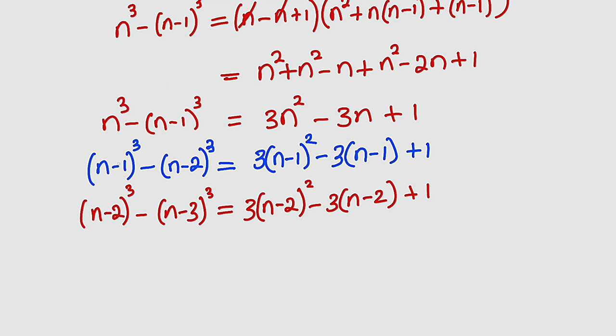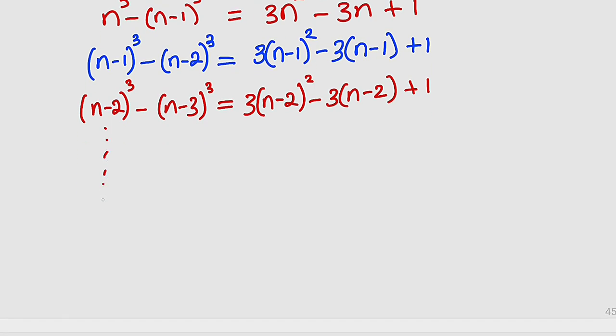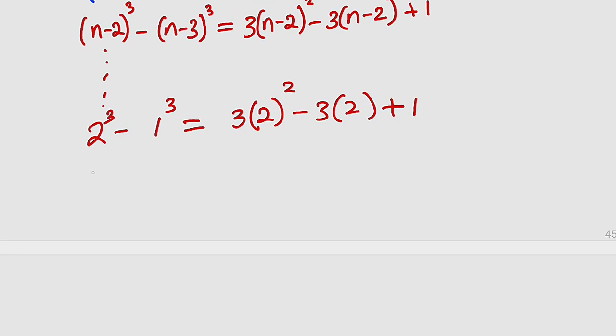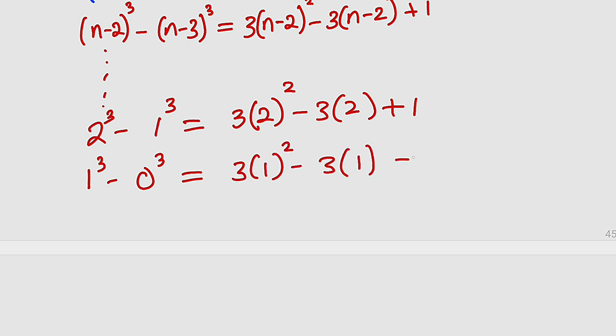We have a number which is less than n by 1. We keep on reducing it up to 1. So this is up to, let me use 2 here, 2 cubed minus 1 cubed. This is equal to 3 multiplied by, this time around, instead of n minus 2, we have 2, right? So we have 2 squared minus 3 times 2, then plus 1. Then I would like to take the last one, which is 1 here, 1 cubed minus 0 cubed. This is equal to 3 times 1 squared minus 3 times 1, then plus 1.